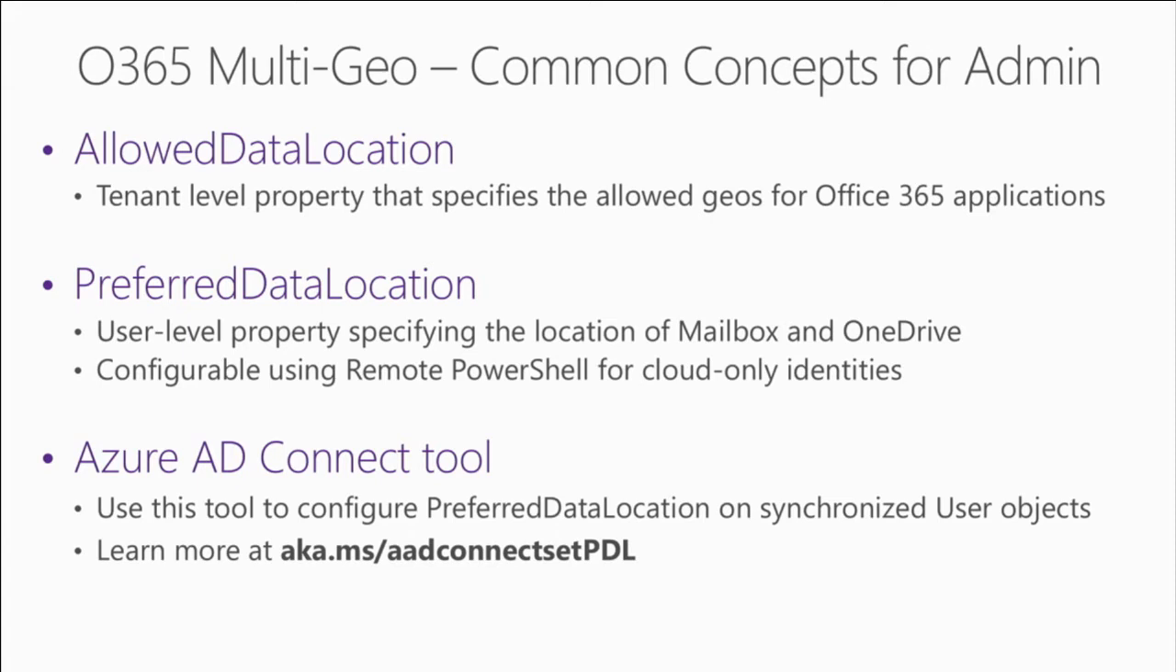So the first concept to highlight is the allowed data location, which was demoed just a few minutes ago. This is relevant because as more and more geos become available, they won't automatically light up for your tenant. You don't have to worry about something becoming available accidentally that you don't want. It's a deliberate action to configure the allowed data locations at the tenant level. And as you saw, that's done via PowerShell.